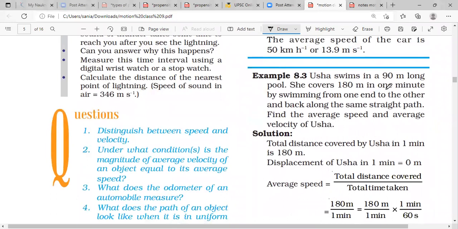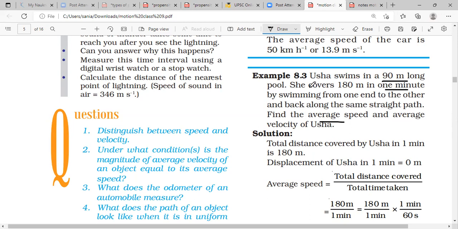Now see, the question is, Usha swims in a 90-meter long pool. She covers 180 meter in 1 minute by swimming from one end to another and back along the same straight path. Find the average speed and average velocity of Usha. Okay. So you know what is the formula of average speed first of all, right?